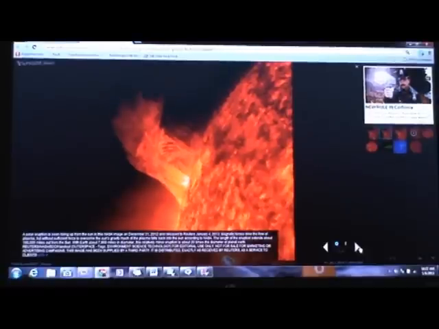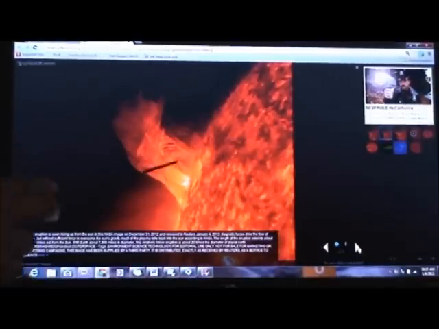Magnetic forces drive the flow of plasma, but without sufficient force to overcome the sun's gravity, much of the plasma falls back into the sun, according to NASA. Now, when it doesn't fall back, and it has enough force to actually escape the sun's gravity, that's what they call a CME, which is a coronal mass ejection. So that's just to let you know. Here's another shot of it.